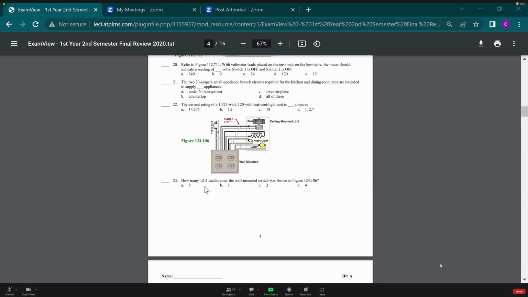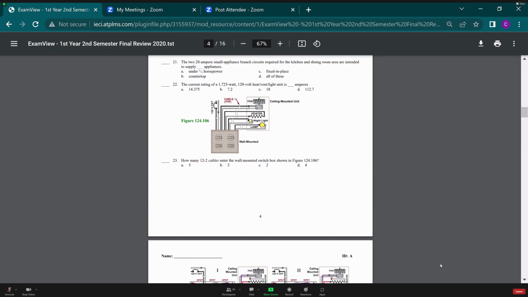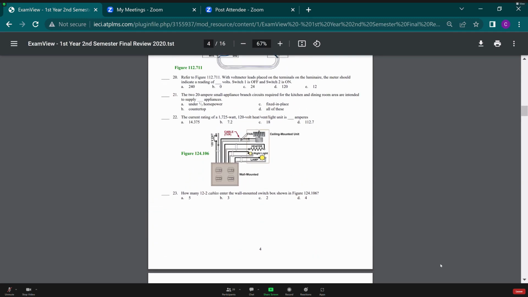We got 23. How many 12-2 cables enter the wall-mounted switch box in the figure below? Now, if it asks for how many cables enter the wall-mounted switch box, we have to look at the wall-mounted switch box, this big guy down here. We can count up each of these raceways. Each of these circles is a cable type and would be considered a 12-2. So we have 4 from the ceiling mounted unit and we have 1 from our home run. So in total, I have 5 cables entering that box.